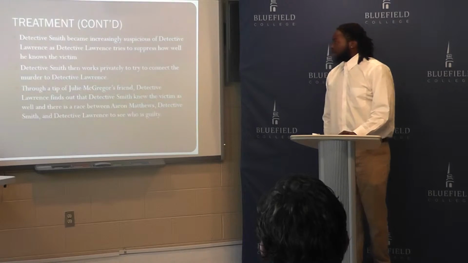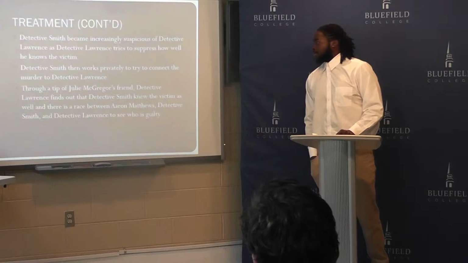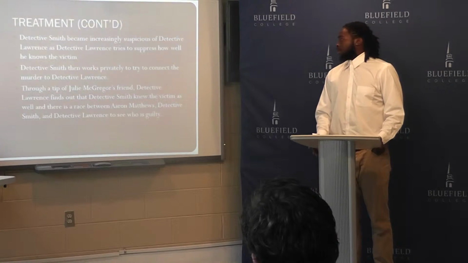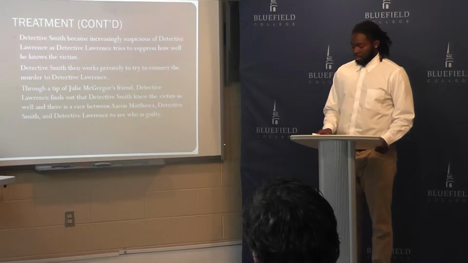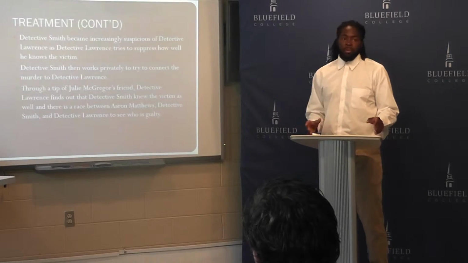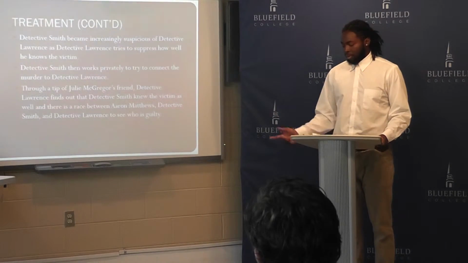Through a tip from Julie McGregor's friend, Detective Lawrence finds out that Detective Smith knew the victim as well, and there is a race between Aaron Matthews, Detective Smith, and Detective Lawrence to see who's guilty. So basically, throughout the script, they're trying to prove to each other that one of them is guilty of committing the crime.